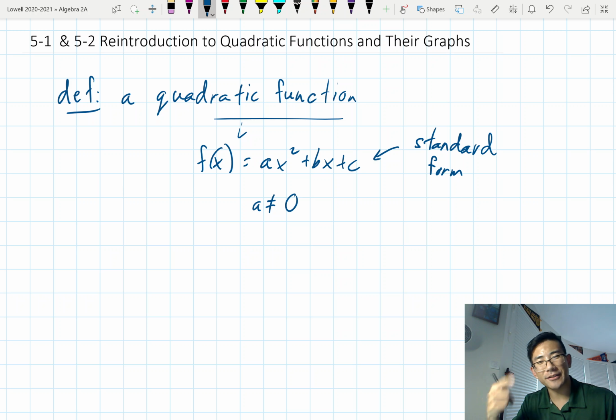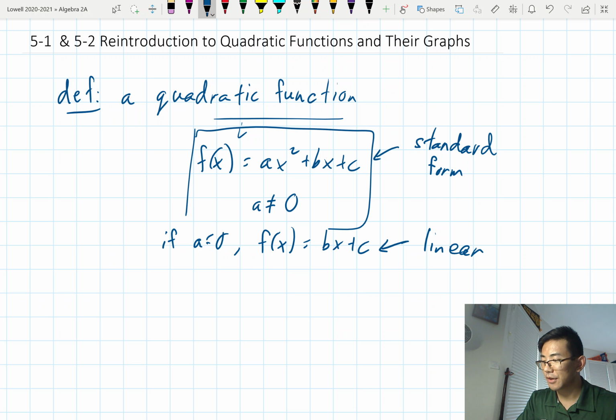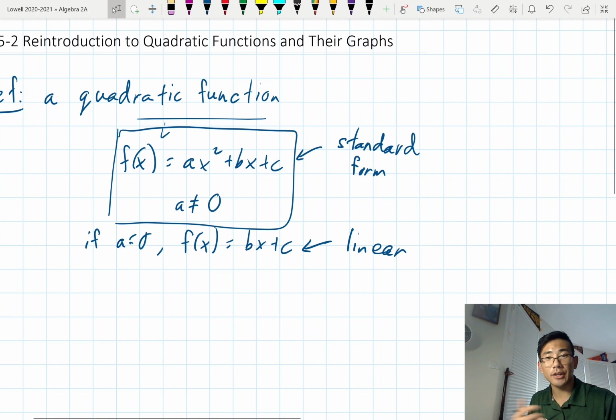The reason being, if a was 0, then f of x is just simply bx plus c, and this would actually be linear. So that's why it's necessary to point out that a cannot be 0. But this is what we know and love, and we kind of remember what this graph would look like. So I'm going to draw an example, and we'll just see its graph.